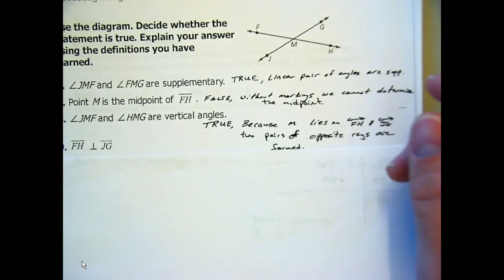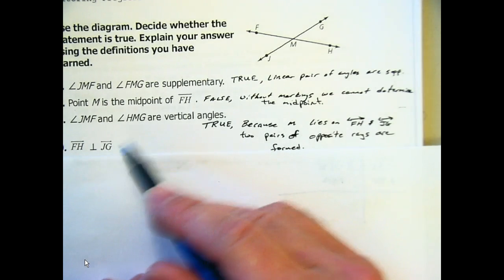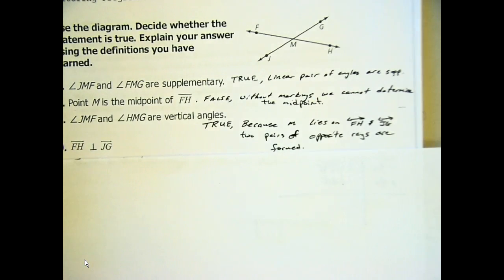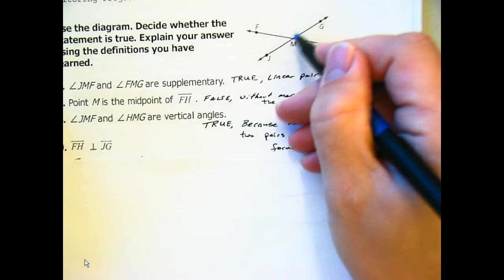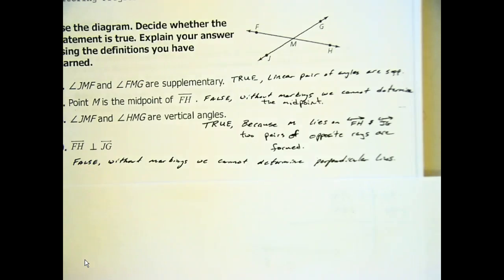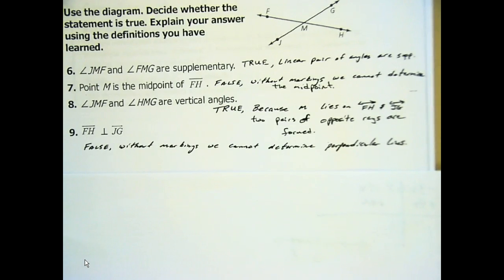How about the last one? Is that true? False. Yeah, that's false. We don't know that. How come we don't know that? Brennan? Yeah, there's no little square in the corner. Okay, no right angle marking. Without the markings, you cannot determine perpendicular lines. How many think you have it up to here?